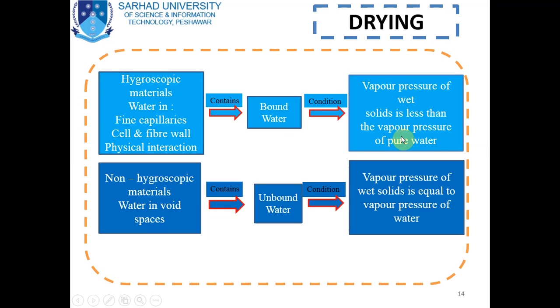The condition for the hygroscopic material is that the vapor pressure of the wet solid is less than the vapor pressure of pure water, while in the second, the non-hygroscopic material, the vapor pressure of the wet solid is equal to the vapor pressure of water at the same temperature. In the non-hygroscopic material containing the unbound water, the vapor pressure of the wet solid becomes equal to the vapor pressure of water at the same temperature.